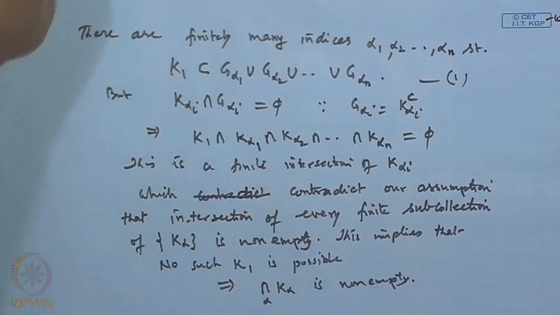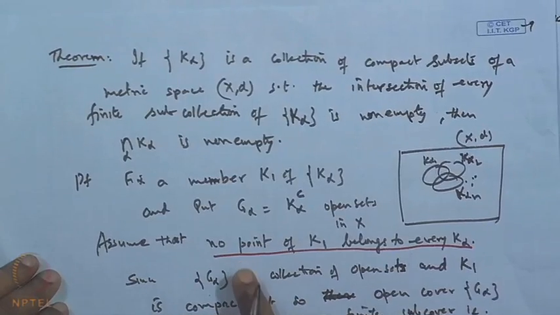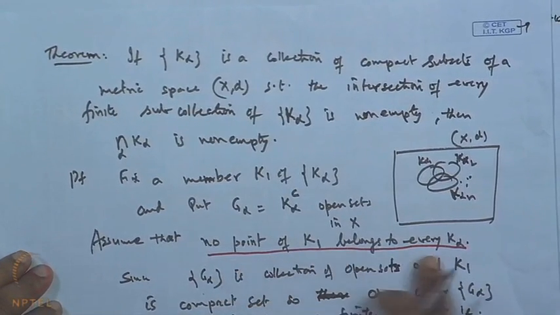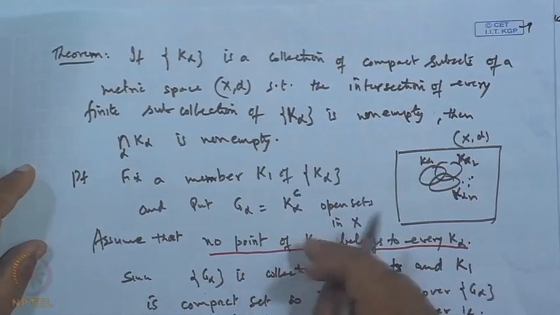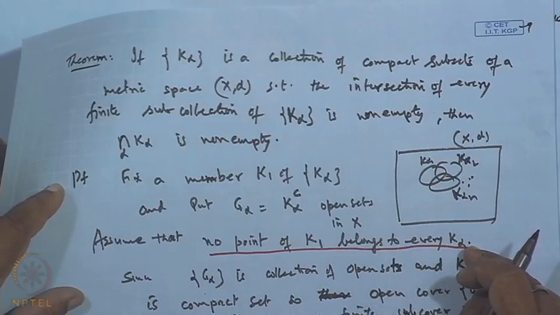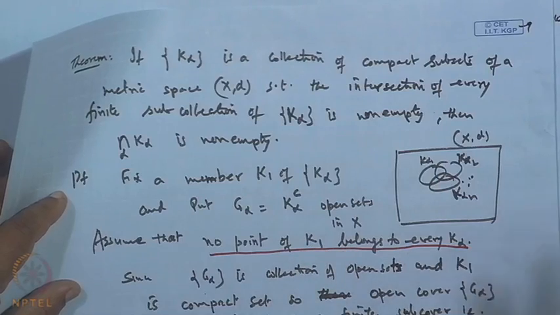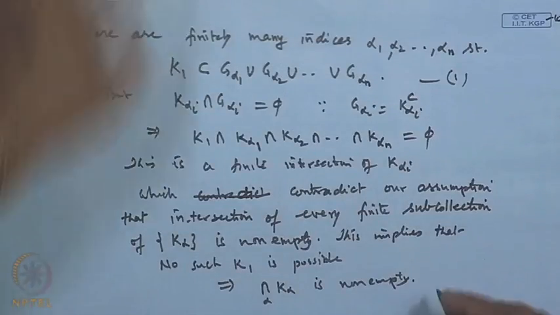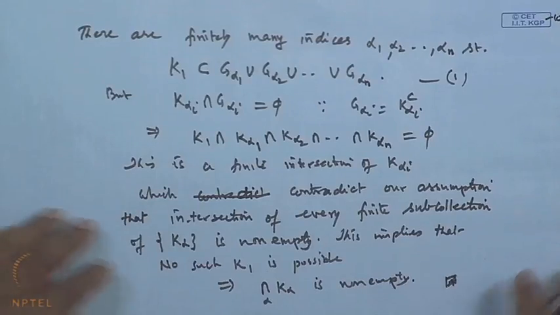The assumption is that there is some K1 which has the property that no point of K1 belongs to every alpha. So, if you pick up one point, then there is at least one of the alphas where that point does not belong. So, this leads to a contradiction. It means whatever point you choose, it will belong to every K alpha, hence the intersection will be non-empty. So, that proves the result.